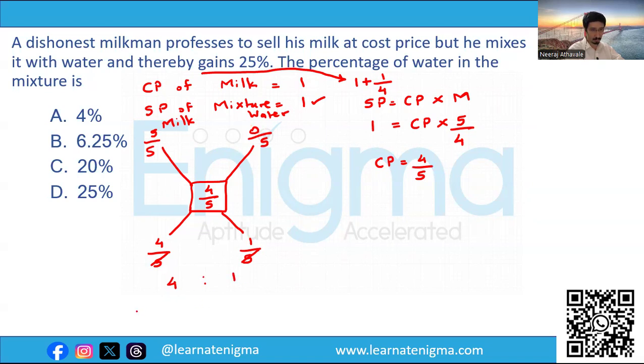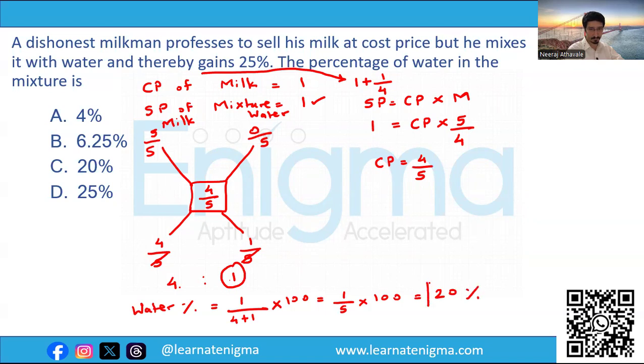So therefore the water percentage becomes, now the ratio of the quantity of water is 1. So 1 upon 4 plus 1, that is 5 into 100. So 1 upon 5 into 100, that comes out to be 20%. So that's our answer, option C.